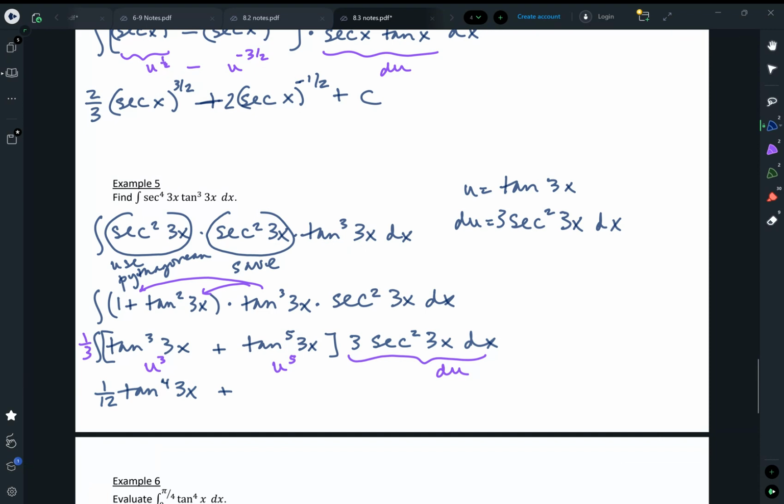And then this one's 5th power, so when I integrate now, I'm going to get 6th power. And there's a 1/3 already there, but then I have to divide it by 6 as well. 1/3 times 1/6 is 1/18. And then I've got a plus c.